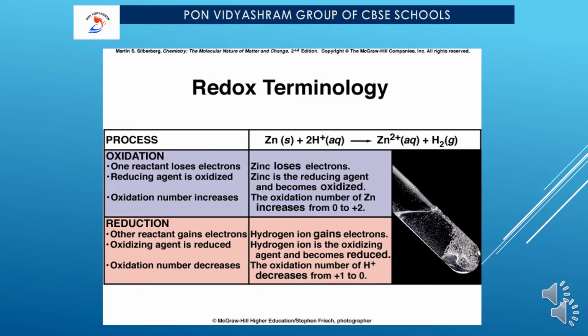So, hydrogen ion is the oxidizing agent and becomes reduced. So, what has happened to the oxidation number? Plus 1 is reduced to 0. Let me see one more example.